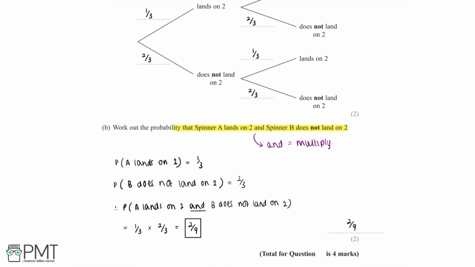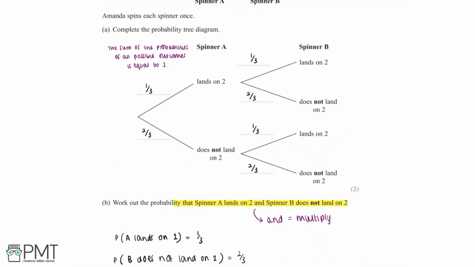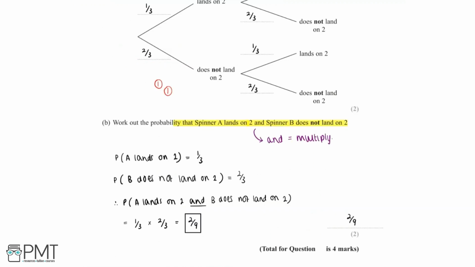Now this question is worth 4 marks. We get the first 2 marks in part A for a fully correct tree diagram. We get the third mark in part B for doing 1/3 multiplied by 2/3. And we get the fourth mark in part B for our final answer that the probability that spinner A lands on 2 and spinner B does not land on 2 is equal to 2/9, allowing us to get the full 4 marks needed in this question.